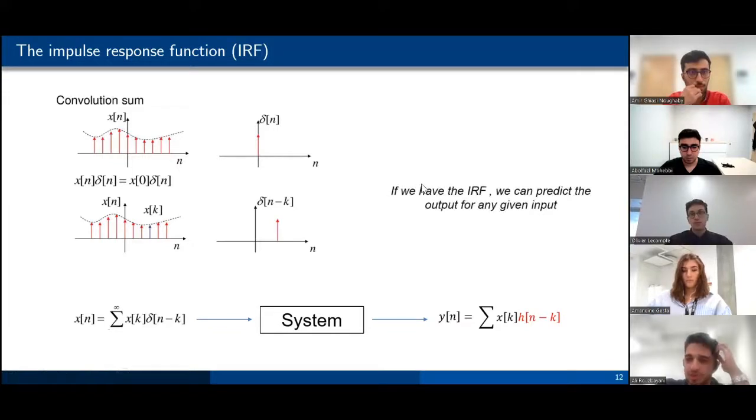So in other words, if we have the IRF, or impulse response function, we can predict the output of the system for any arbitrary inputs, even if we have not seen it before. And this is a very important thing, and this is our main goal, because this is when we can claim that we have identified the system: to be able to predict the output to a novel input.